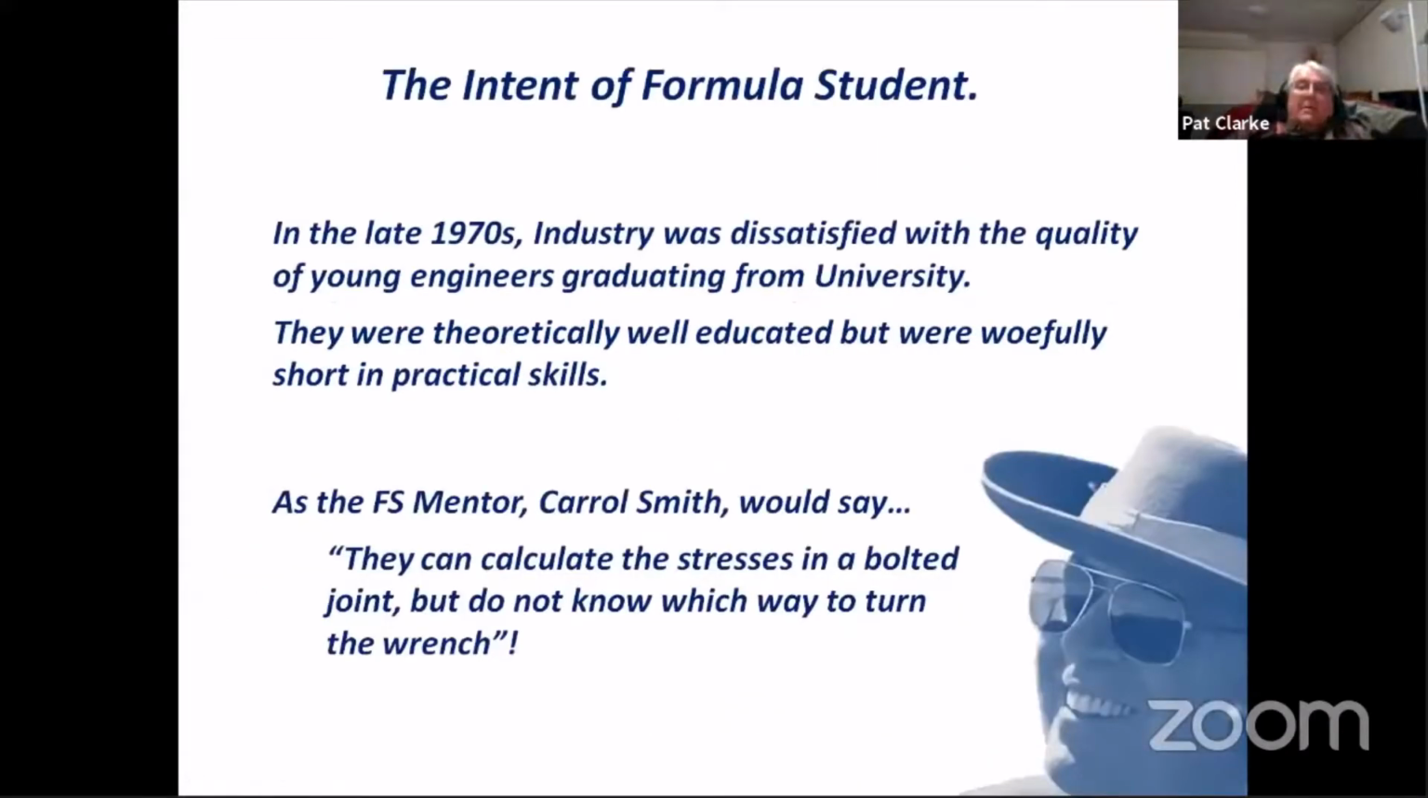Back in the late 1970s, industry was dissatisfied with the quality of young engineers that were graduating from university. Theoretically, they were very good, but the university was not able or was unwilling to give them practical skills. They had no ability to do the practical things. The late, great Carl Smith, I'll tell you about Carl in a minute, he said they can calculate the stresses in a bolted joint, but they don't know which way to turn the wrench, or as we'd say, spanner.